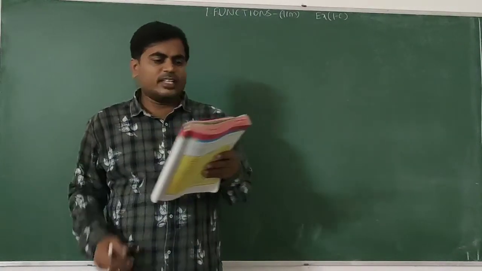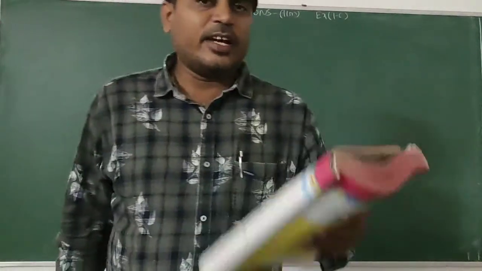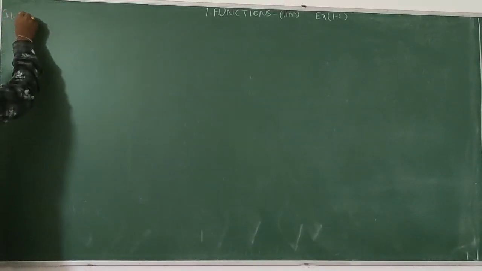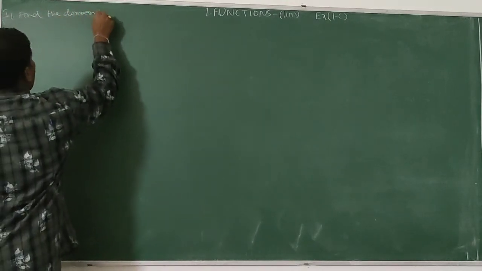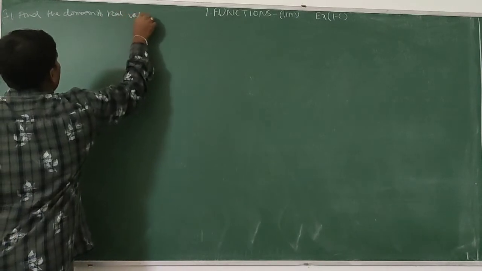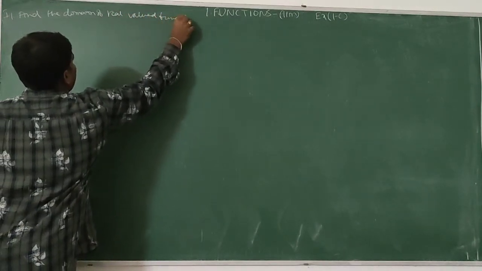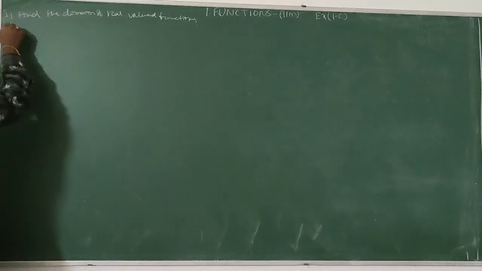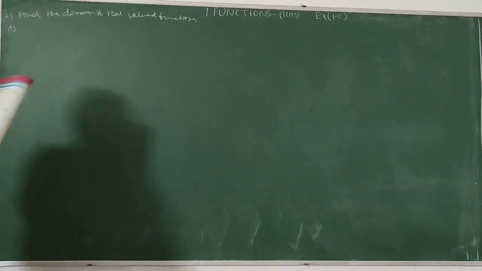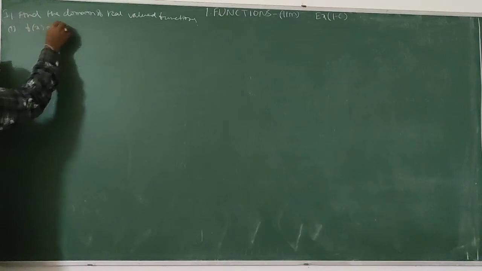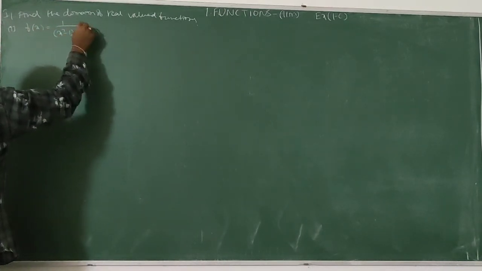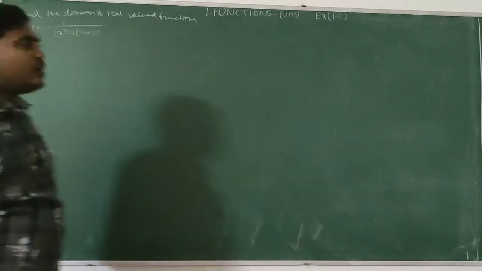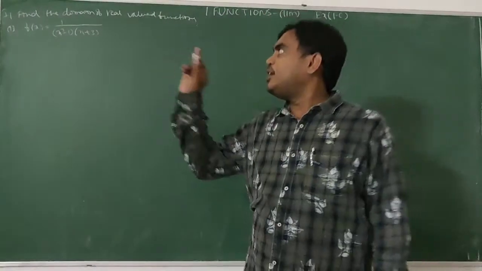Functions. Exercise 1C. Find the domain of the real valued functions. First question. First one: f of x equal to 1 by (x square minus 1)(x plus 3). This is the function. We need to find out the domain.